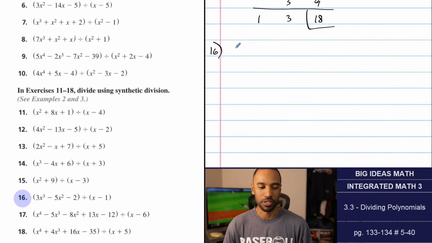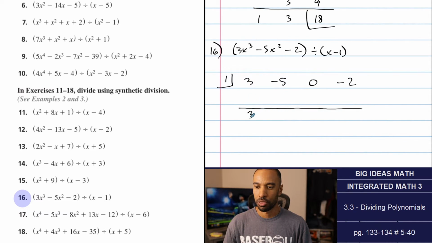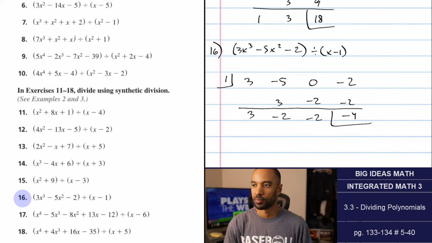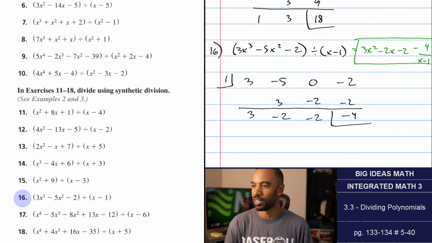Here's the last one to kind of teach you about placeholders. So we got 3x cubed minus 5x squared minus 2 divided by x minus 1. So 1 is your root. 3x cubed minus 5x squared plus 0x minus 2. Bring down the 3, multiply it with 1. Add them. Multiply by 1. Add them, multiply by 1. And then negative 4 when you add those ones as well. The answer is 3x squared minus 2x minus 2 minus 4 over x minus 1. Oh, it just fits. I hope you can see that just fine and it's not running off the page.